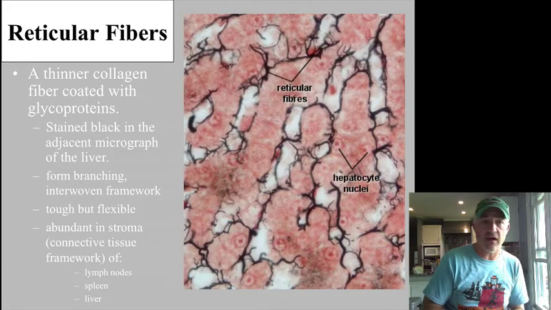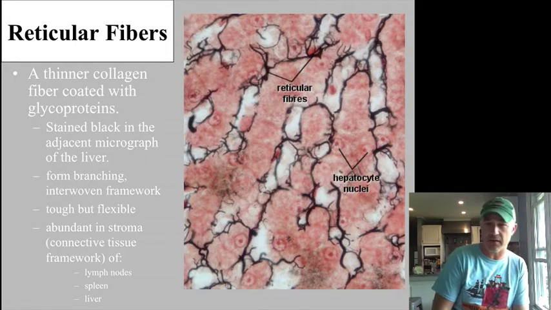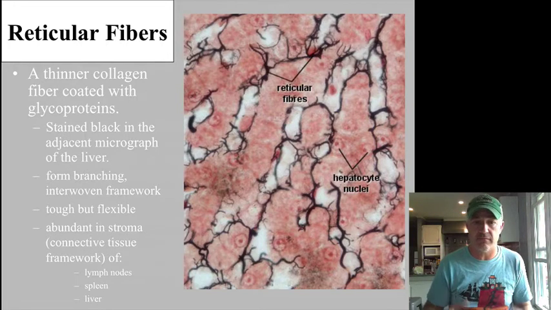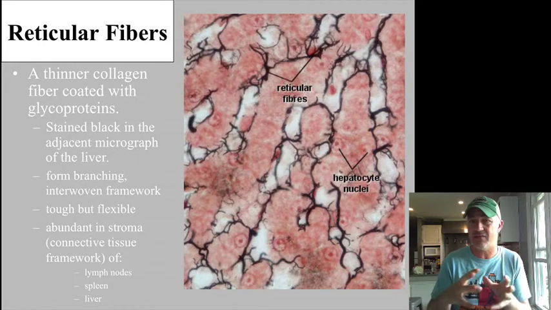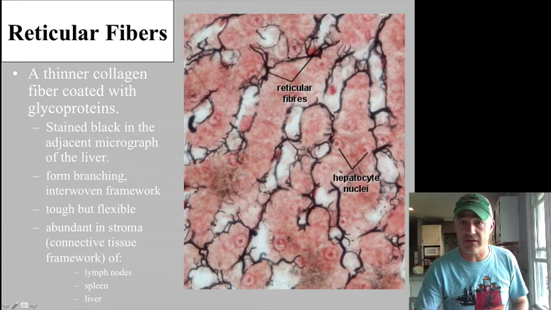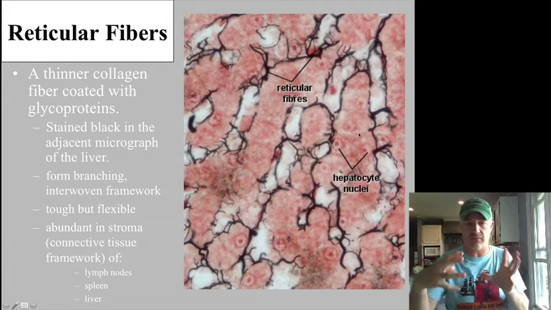Reticular fibers are a very thin collagen fiber coated with these glycoproteins, usually stained with a silver stain, so they look black in slides. A lot of times you'll find them in lymphatic organs, being what I would call the scaffolding or the framework for those cells to be there. So you can see here reticular fibers with the different cells of that particular organ, using those as a structure to give shape to this organ.